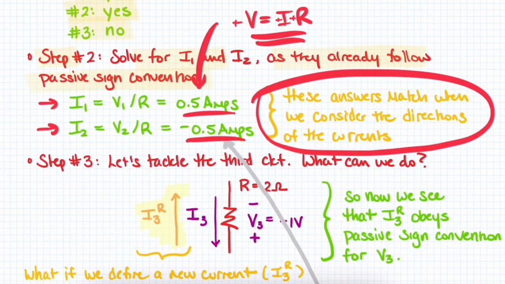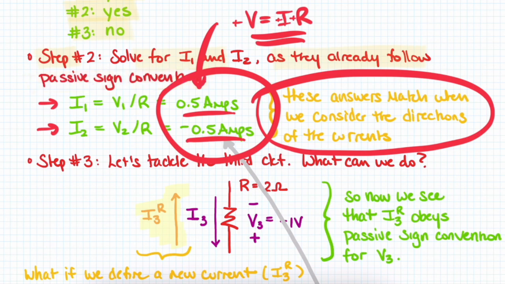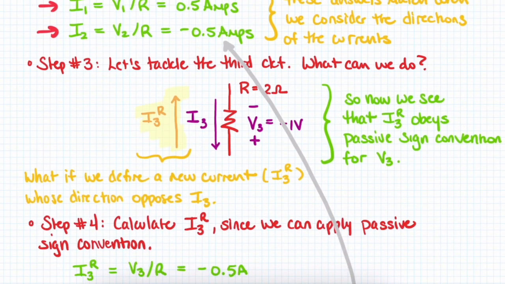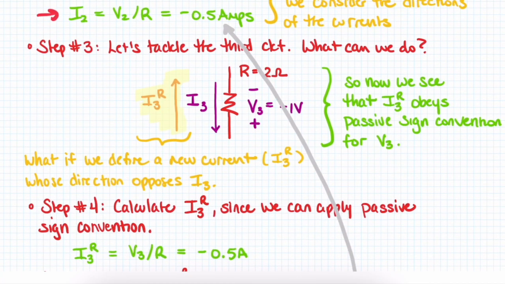And that's what we end up with here, a positive 0.5 and a negative 0.5 amps. So that's good. All right, now let's tackle the third. So what can we do? Now there's a lot of different ways to deal with something like this. You can simply adapt the equation.